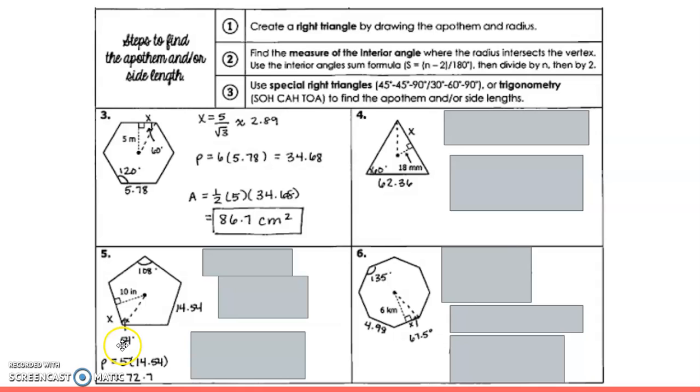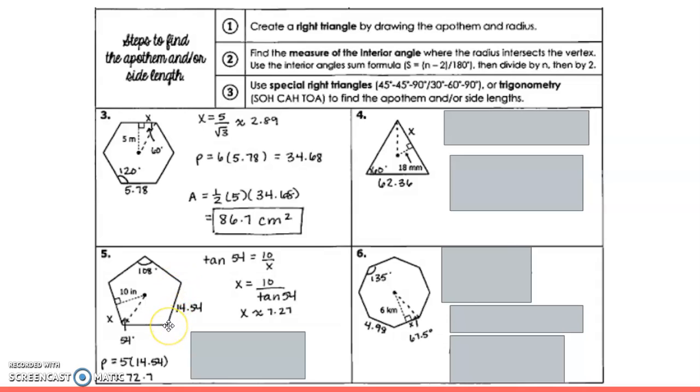Now that I have my angle, I need to figure out what I'm trying to find. They gave us our apothem, so we're finding our side length. In this case, I'm going to be using one of my trig ratios to figure out what x is. The trig ratio that I'm going to be using is tangent. So the tangent of our angle is 10 over x. And when we solve for x, we get 7.27. That's just half of our side length. So we're going to double it to find 14.54 as the entire side.